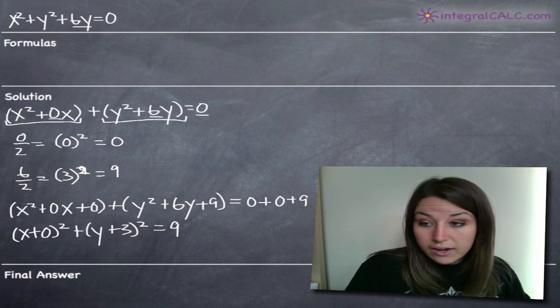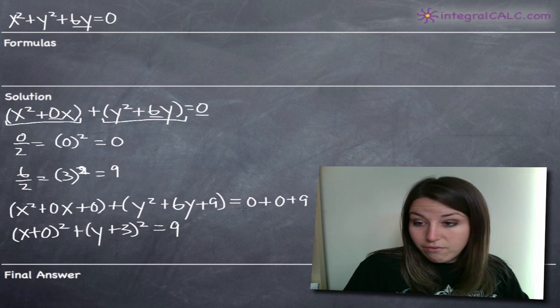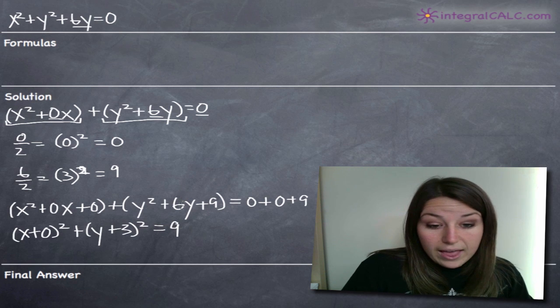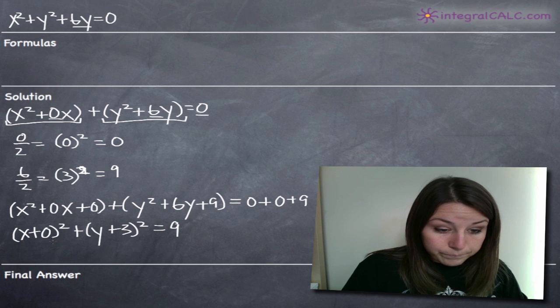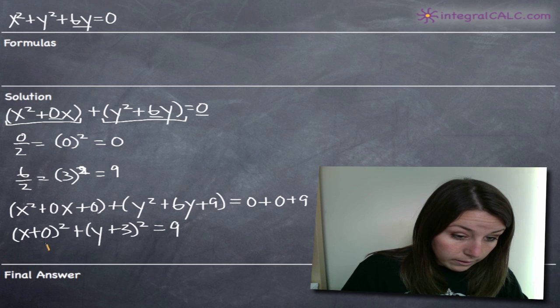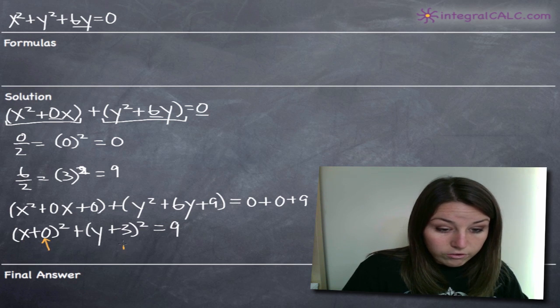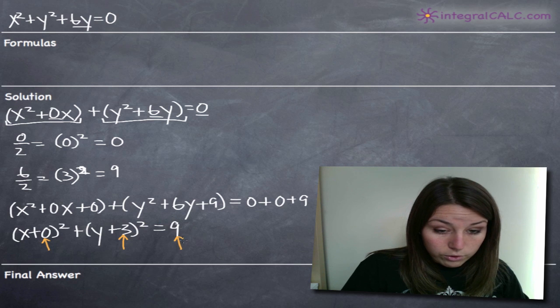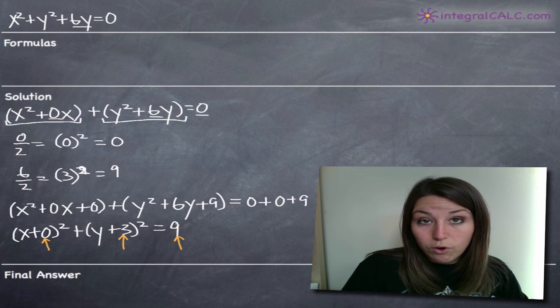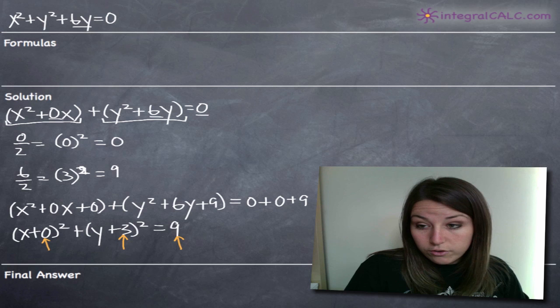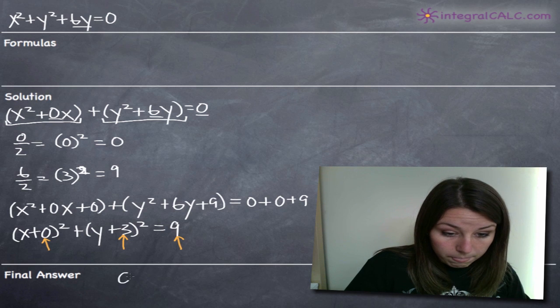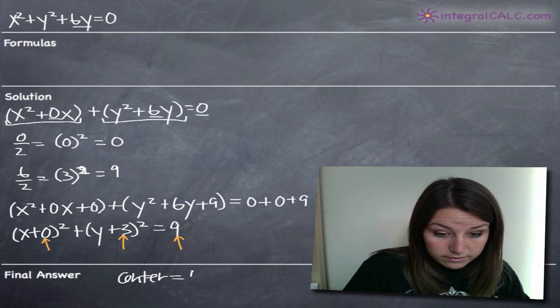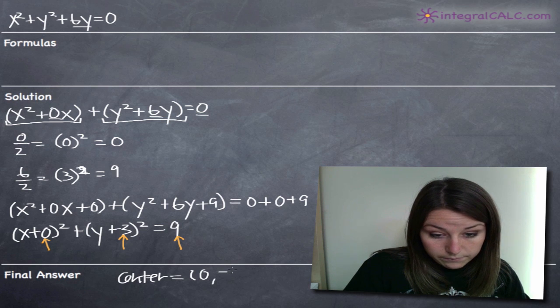Now we've gotten to the point where we can grab everything we need to find both the center and the radius of this circle. This term here and this term here will give us the x and y coordinates respectively of the center of our circle, and the square root of what's left on the right-hand side will give us our radius. So our center is actually going to be at 0, negative 3.